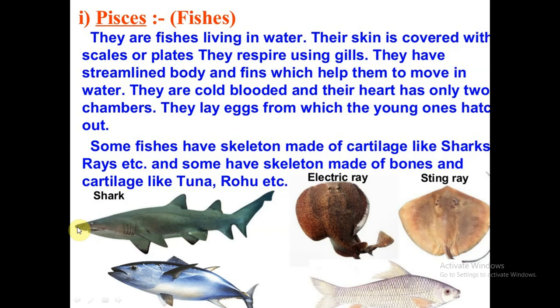Now some fishes have a skeleton that is made up of cartilage, like sharks and rays, they have a different type of skeleton system made up of cartilage. Some others have a structure that is made up of bones, for example tuna and rohu. So these are the different types of fishes.